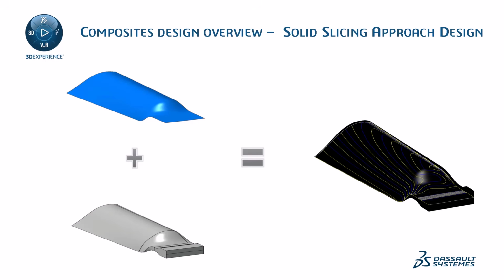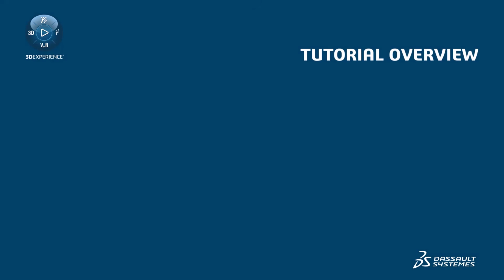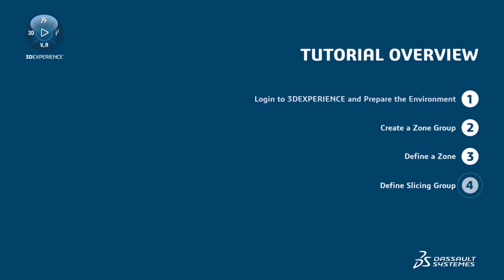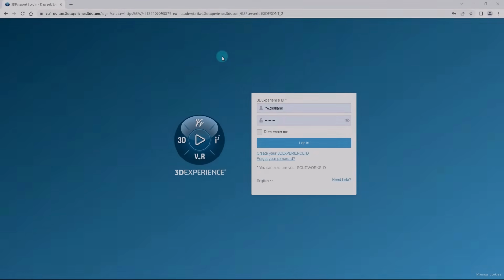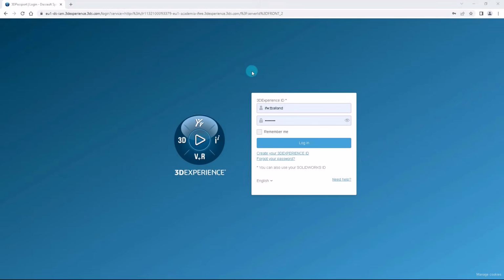Download the file attached to this tutorial, and save it on your computer, in a directory of your choice. By the end of this tutorial, you will be able to log into 3D Experience and prepare the environment, create a zone group, define a zone, define a slicing group, and finally, generate plies from the slicing group. Let's get started. Let's start the manipulations.